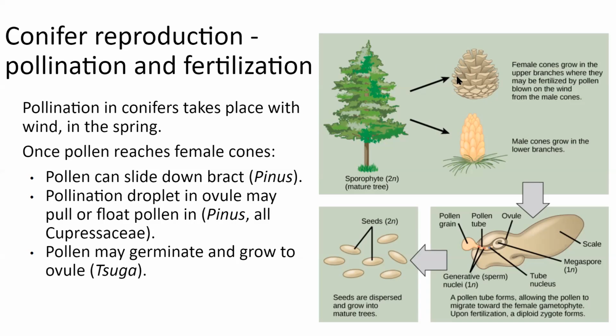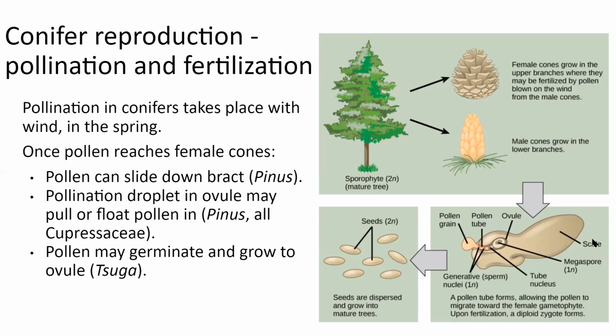So once the pollen gets to the female cones, right, those cone scales that the immature cones have can pull the pollen down into the ovule. And that's the case in Pinus. Sometimes that is done with water, and so there can be a pollination droplet in the ovule, and that may pull right through the process of surface tension or float pollen in to the ovule. So that can be found in Pinus, and then all of the Cupressaceae has that type of pollination.